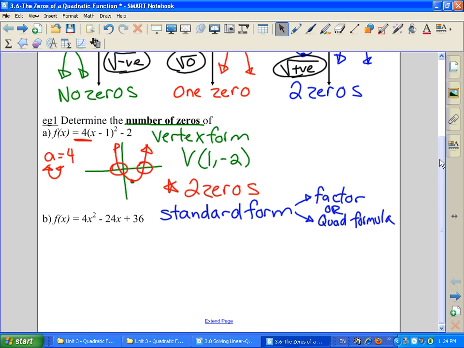All right. So taking a look, in order to find the zeros, we know that the function has to equal 0.